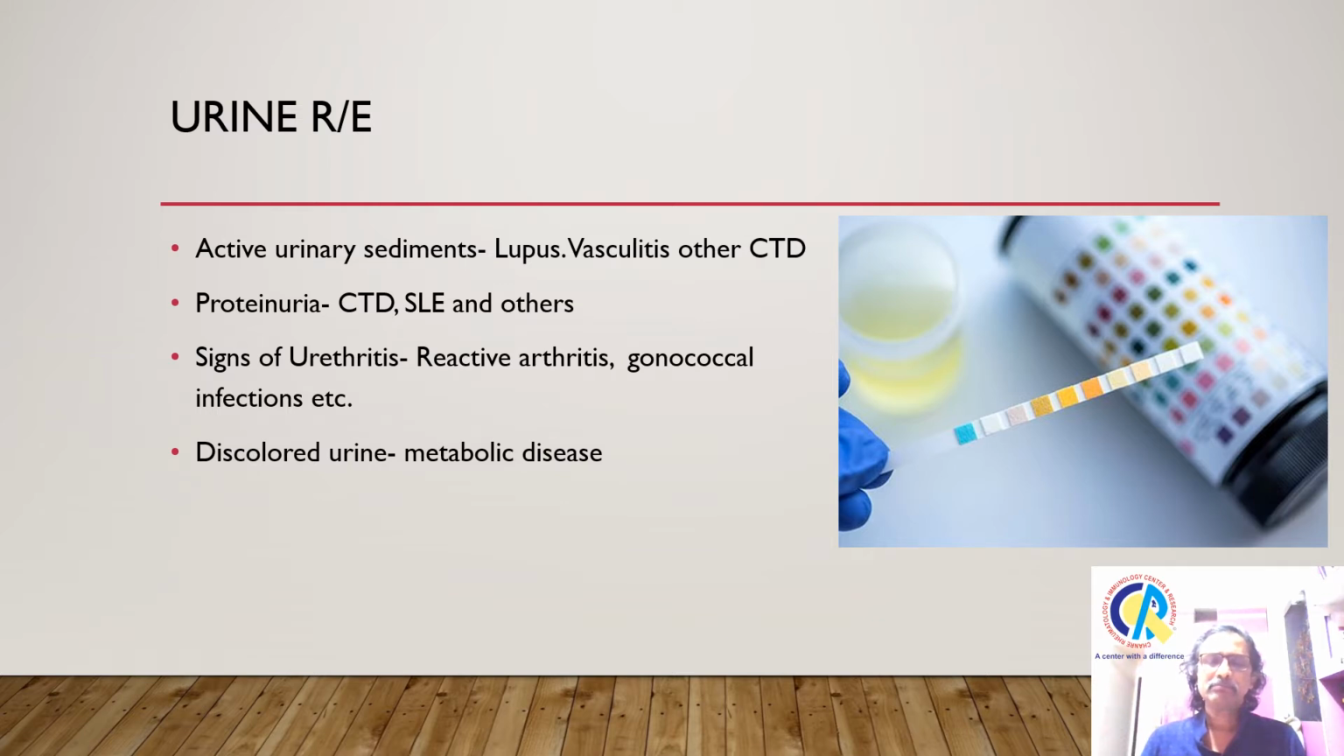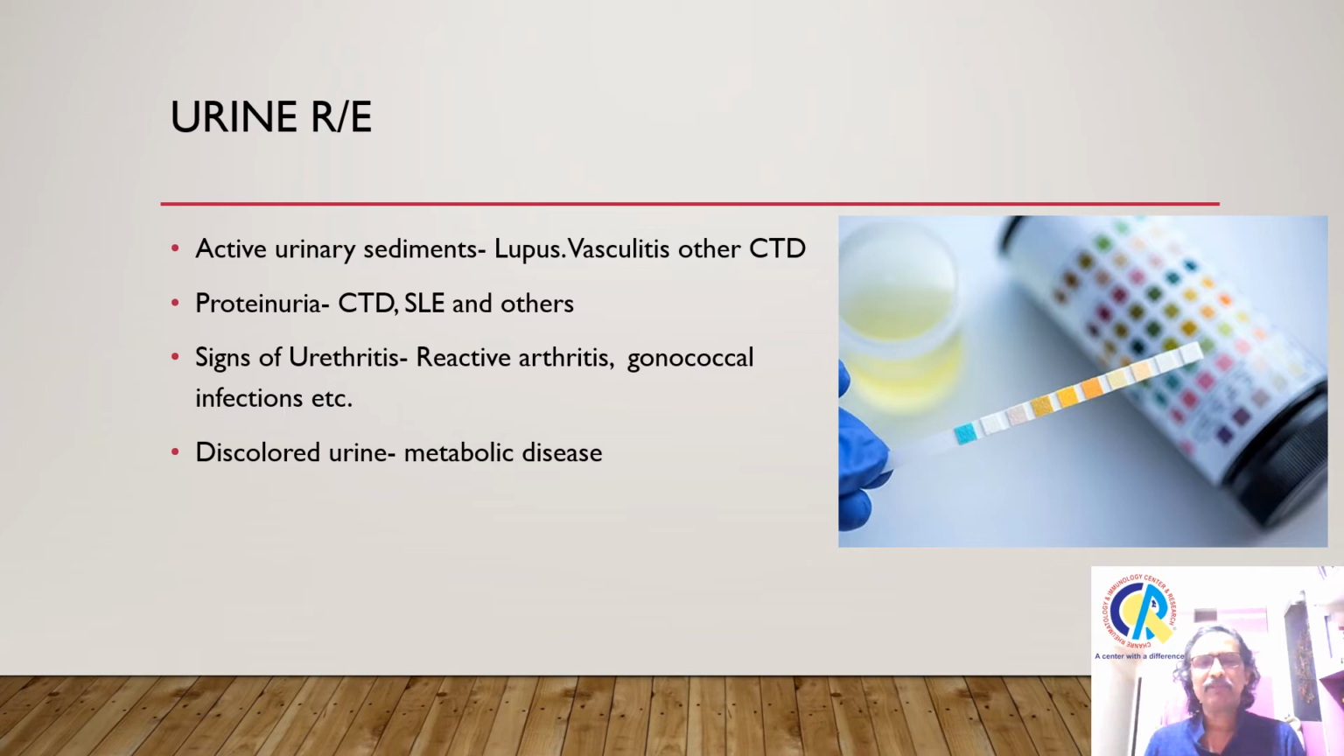Then one has to perform a urine routine examination, especially when you are considering a possible differential diagnosis of connective tissue disease or vasculitis; urine routine is a must. We need to look for active sediments in the urine, especially in lupus, vasculitis, and several other connective tissue diseases which can affect the kidneys and may have positive findings in urine routine. Similarly, the presence of proteinuria suggests involvement of the renal system by systemic lupus erythematosus. We do see this in connective tissue disease and vasculitis.